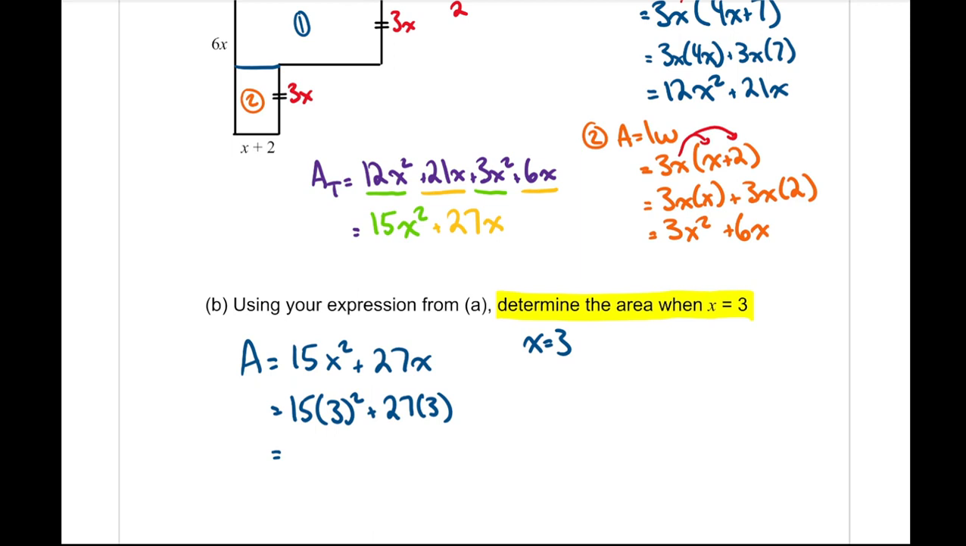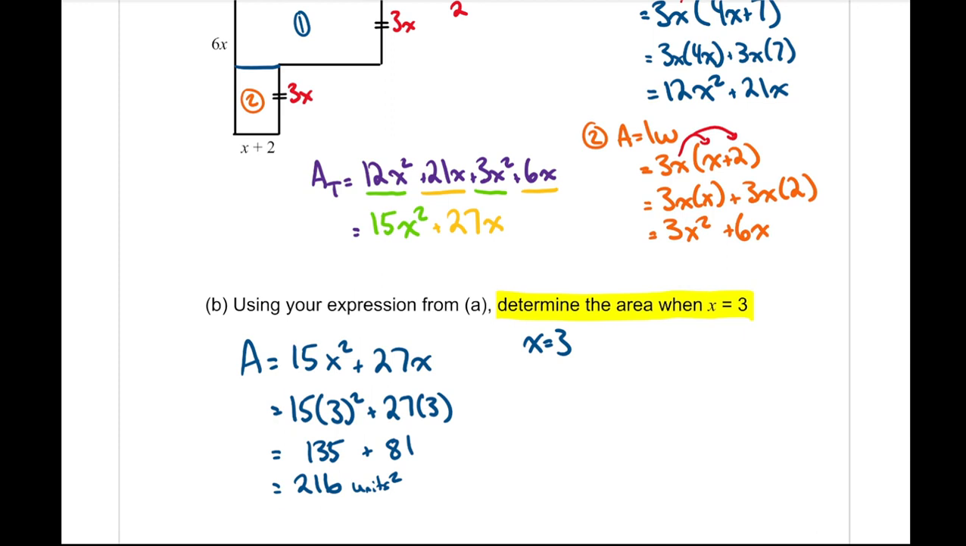Now I can just go through and calculate to get a final area. So 15 times 3 squared, or 9, is 135, plus 27 times 3 is 81. So 135 plus 81 is 216. And we don't have any units, so if you wanted to, you could say units squared because it's area, or you could just leave it at 216.